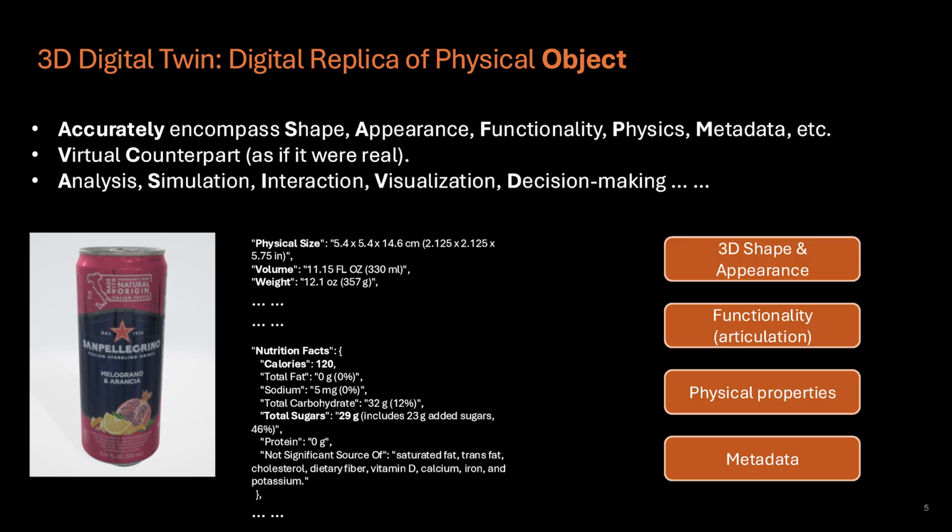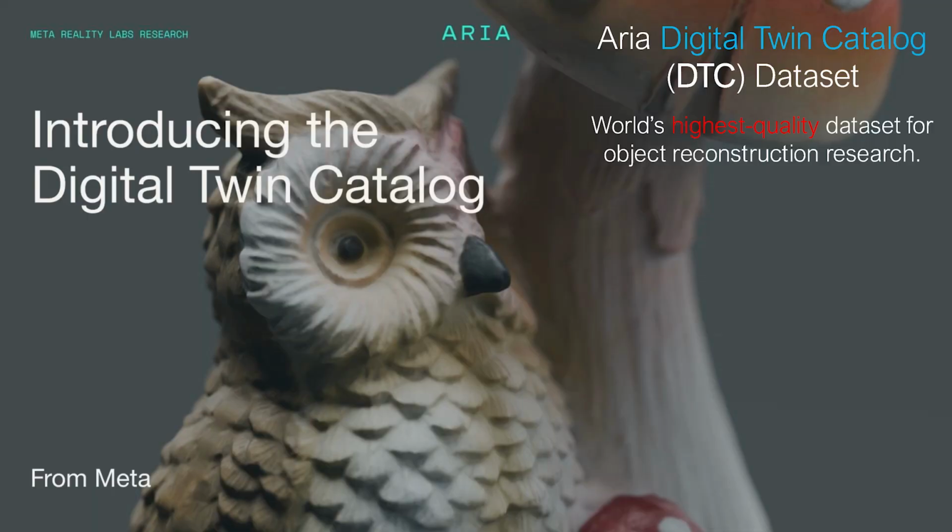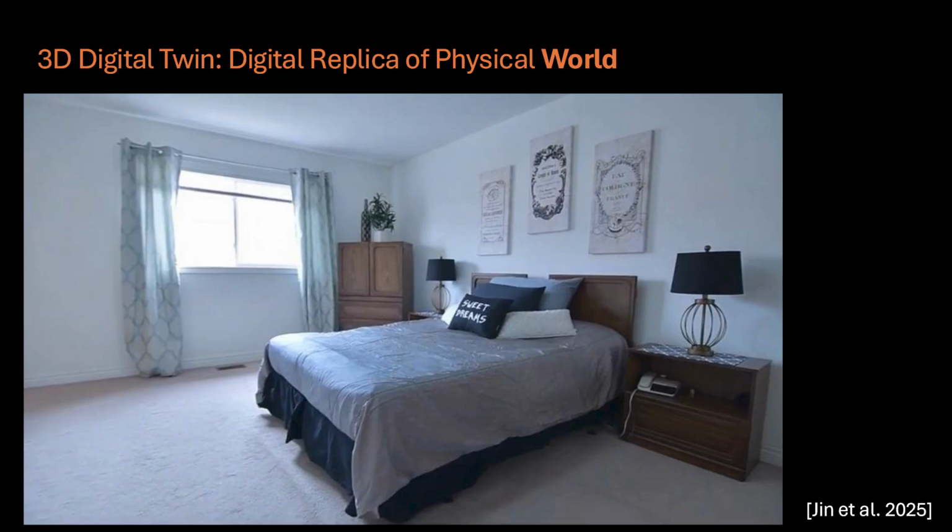So that's the ideal digital twin object we want to have. As you can see, there are so many properties. How can we fully recover all these properties for every object surrounding us? It's still an open challenge. To resolve this, last year at ECCV, we released very high quality, probably the highest quality currently, object reconstruction dataset, which we call the Digital Twin Catalog dataset, or DTC. As you can see, it contains a few thousand very high quality objects with millimeter level geometry accuracy and photorealistic appearance. It's already available online.